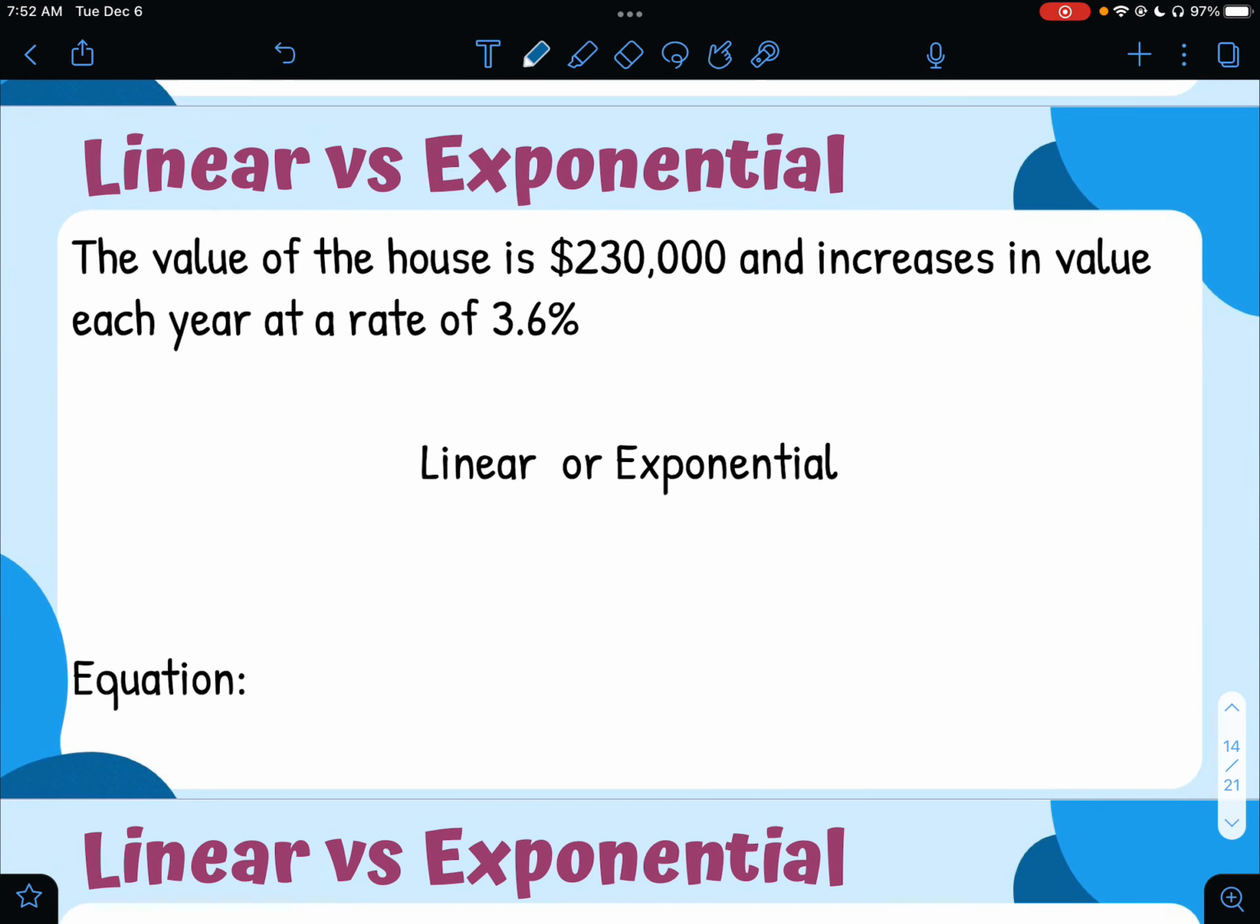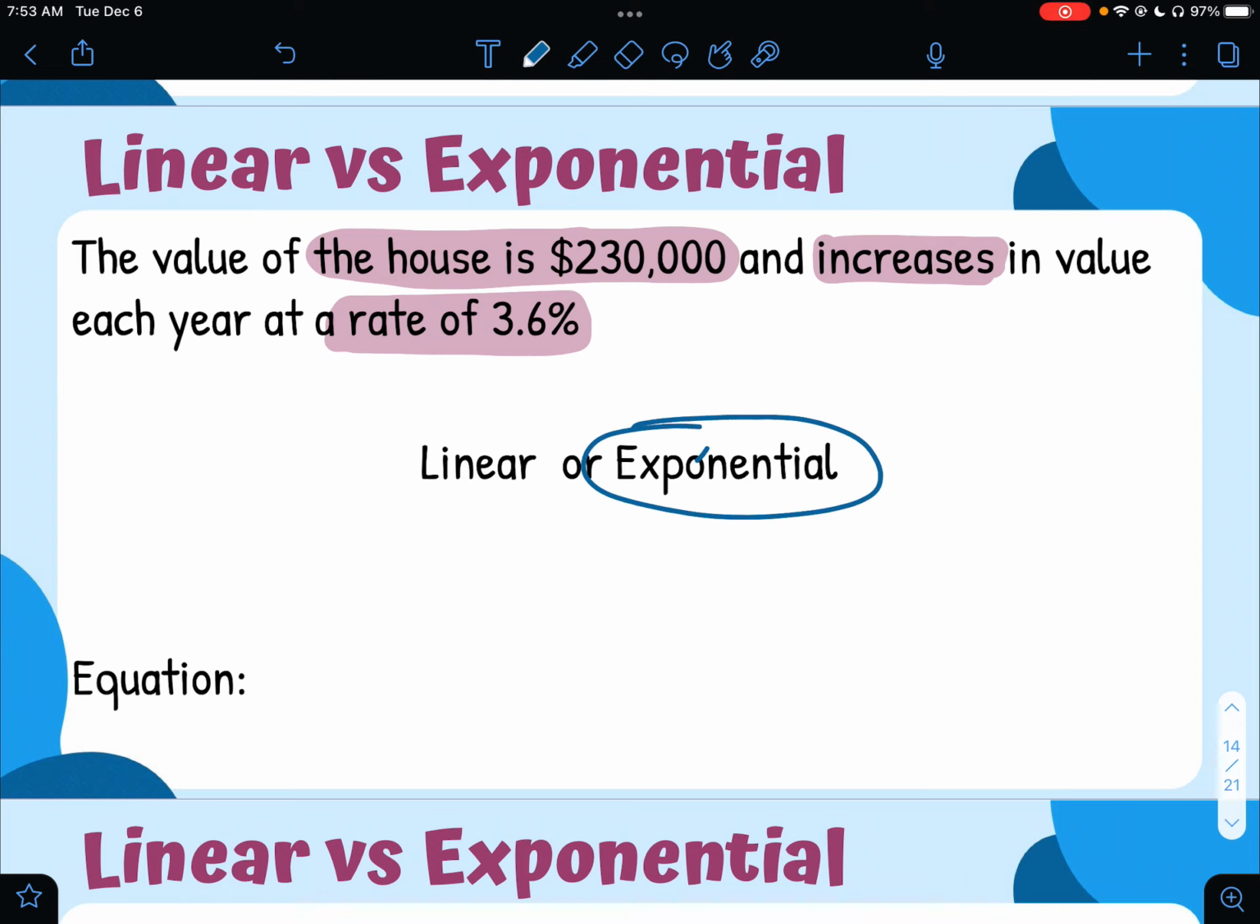The value of the house is $230,000 and increases in value each year at a rate of 3%. Now, our initial value is obviously $230,000. That's the starting price of the house. This tells us our y-intercept. We know that it is increasing, and it gives us a rate as a percentage. That rate as a percentage should be a flag to remind us, hey, this is an exponential function.